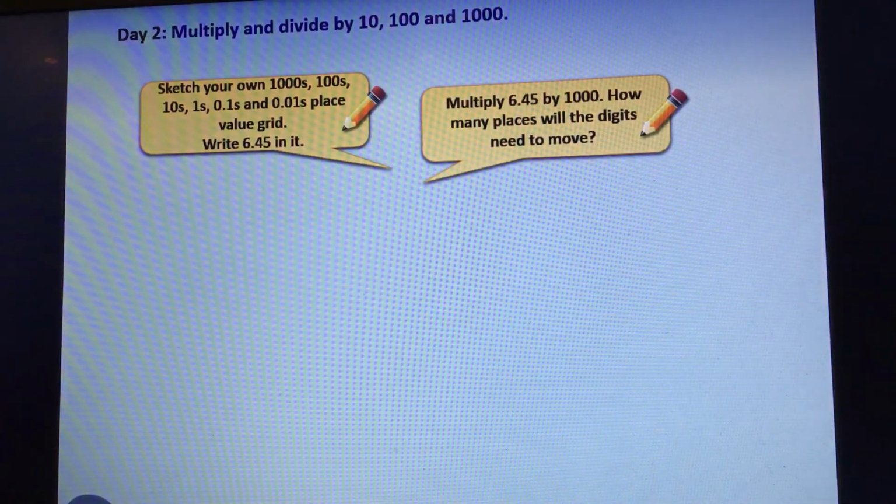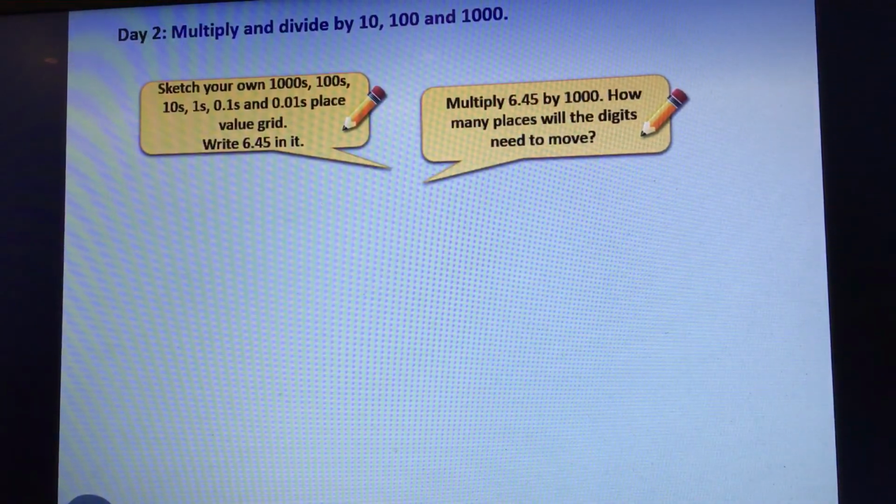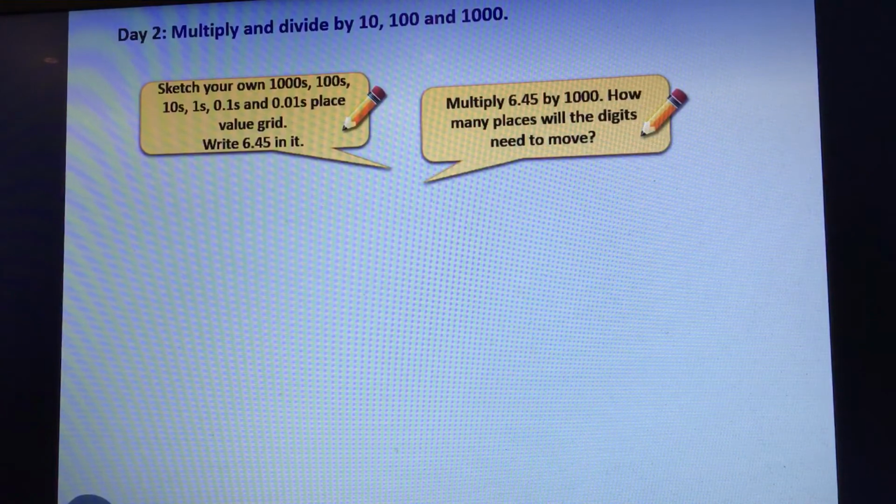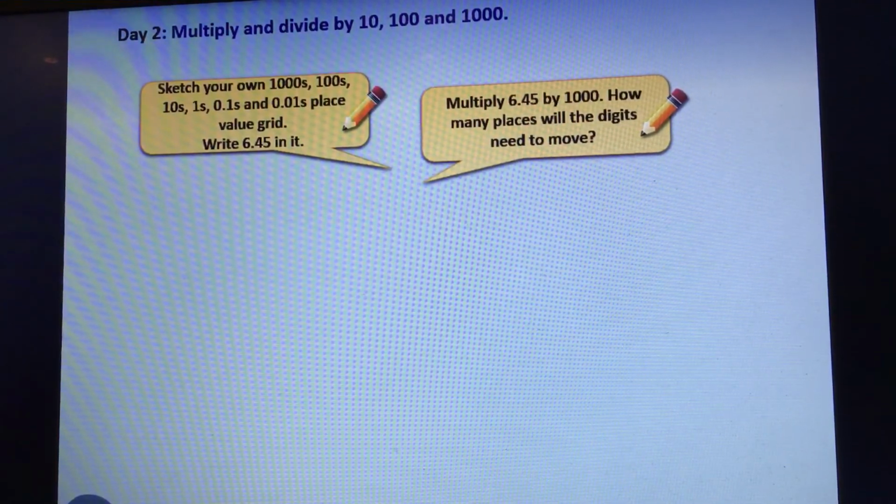All right, try this. Oh, hey. Hope you didn't see that one. If you did, no worries. Okay, try this one. So do the same value grid and write 6.45 in it. And then multiply that by 1,000. How many places will the digits need to move? Have a think about that.